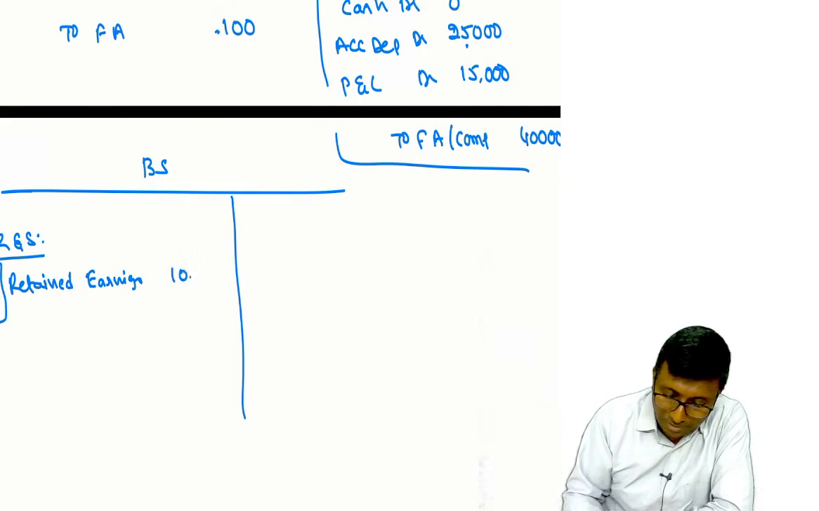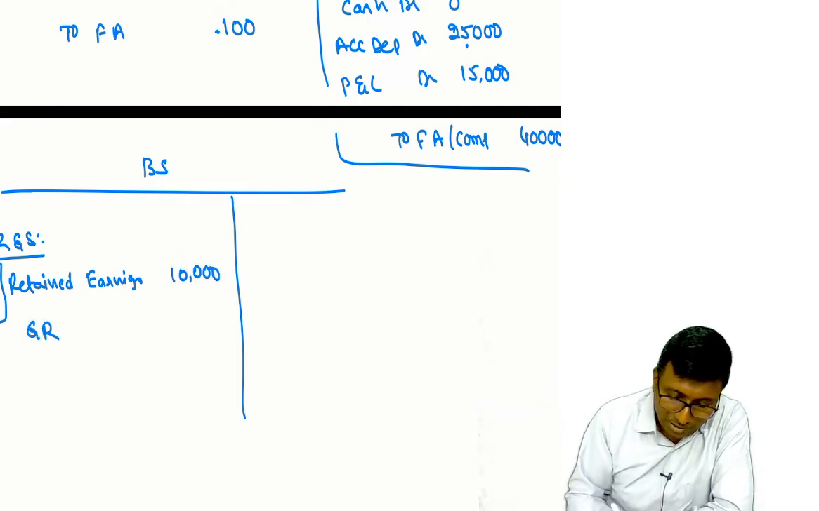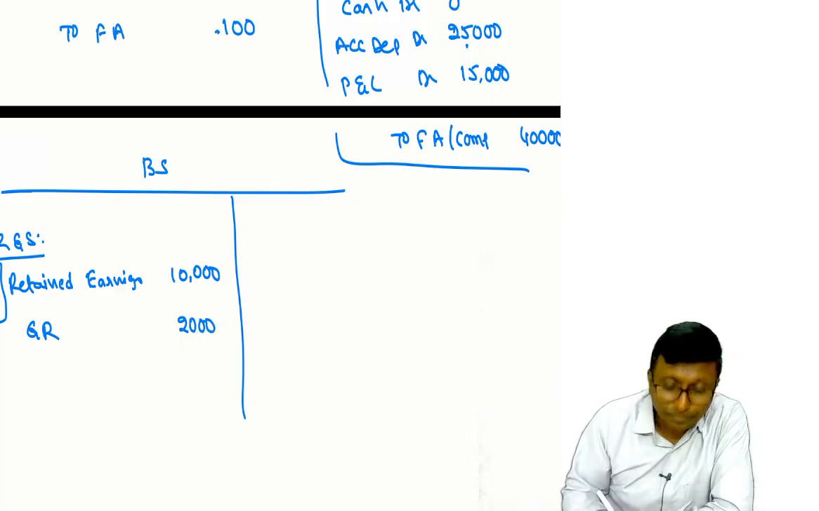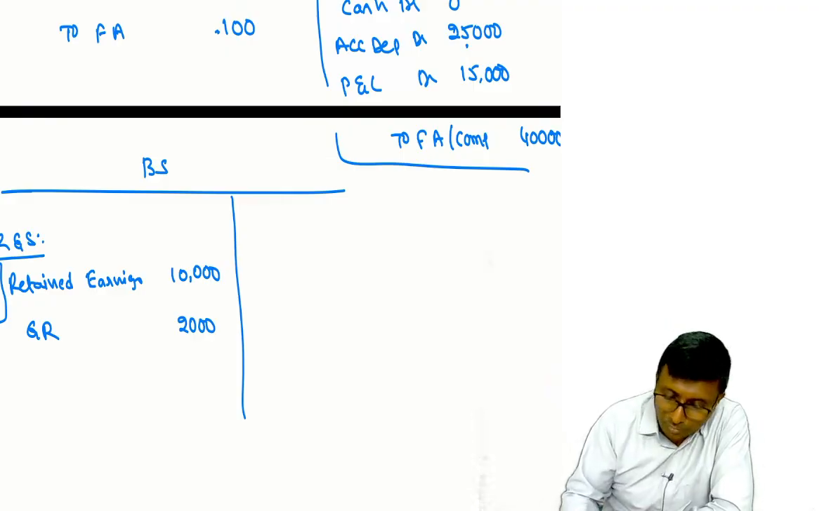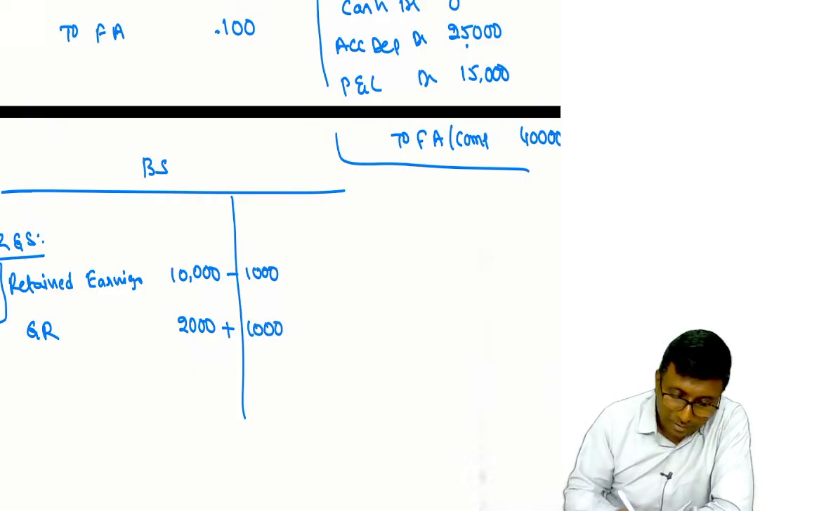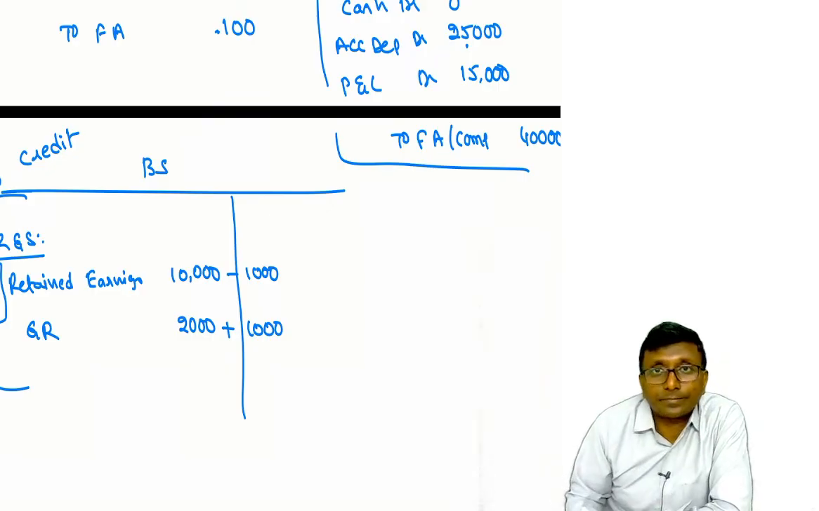Okay, how much is there? Say 10,000 rupees is there. General reserve, how much is there? 2,000. Now the company took a decision: let's transfer 1,000 rupees. 1,000 rupees transfer means you reduce 1,000 rupees here and add 1,000 rupees here. These are all part and parcel of equity. Equity shows a credit balance.